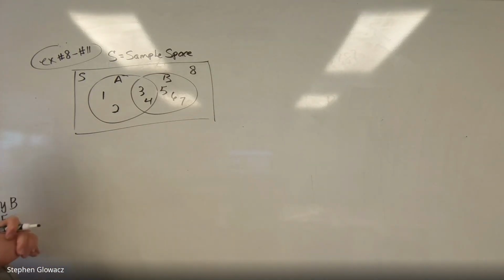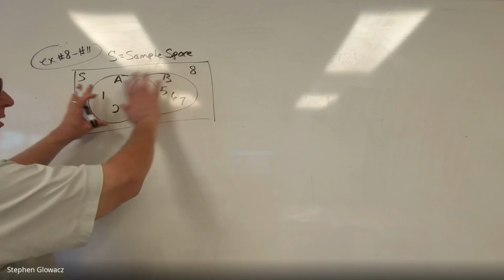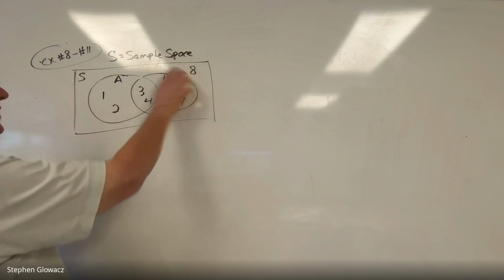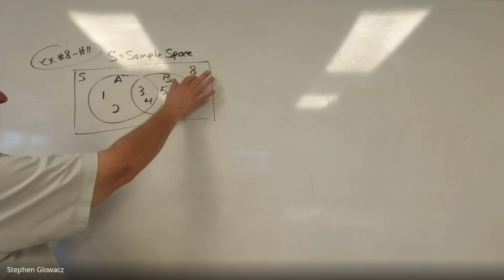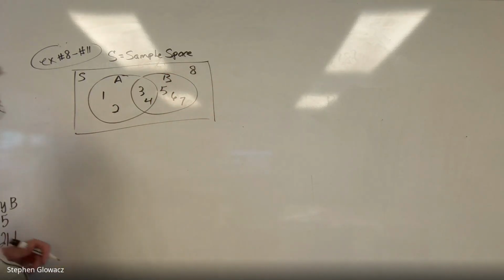Now, you say, what about the 8 over here? Well, the 8 is in our sample space. It's part of our universe, if you will, but it's not in either set A or B, and that's how we show that, by putting it outside the oval somewhere else in the rectangle.